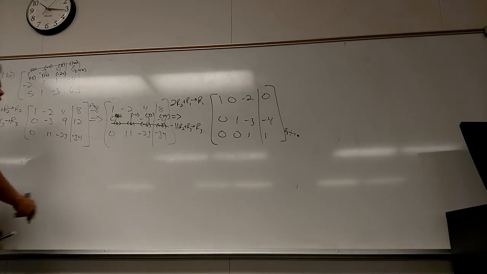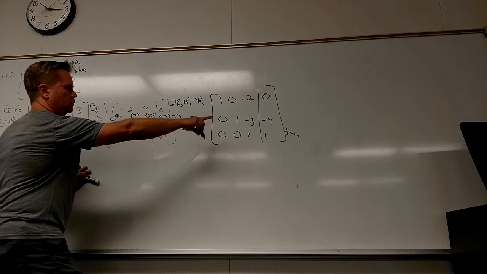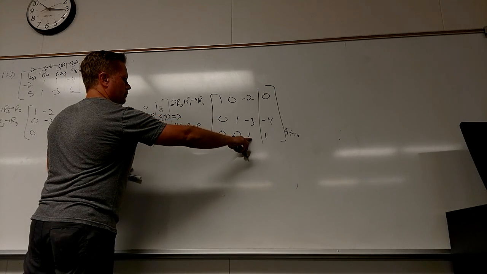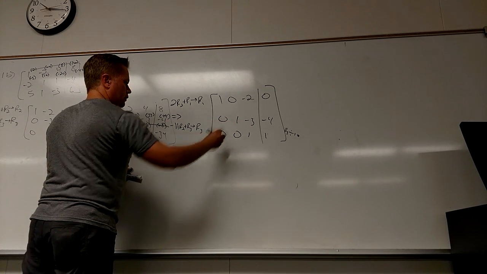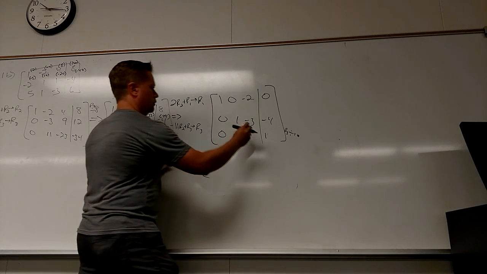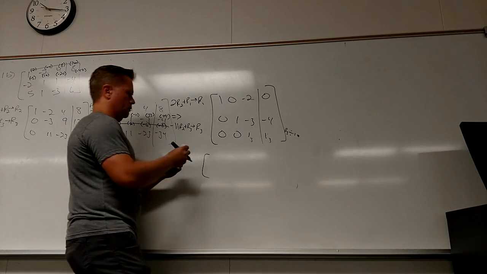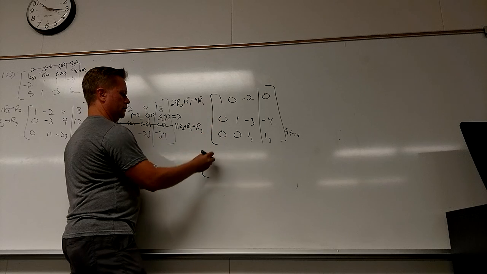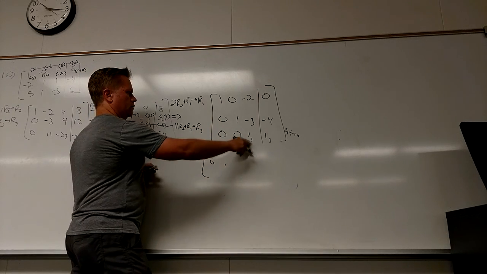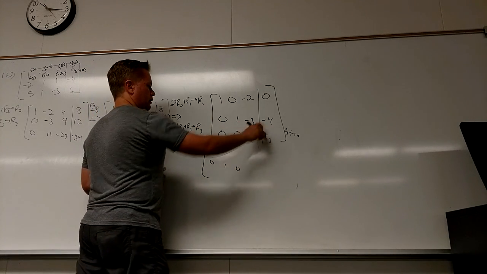So if I multiply, what did we just say? If I multiply this row by 3, it'll kill that. So if I do 3, 3, 0 and 0 is 0, 0 and 1 is 1, 3 and negative 3 is 0, 3 and negative 4 is negative 1.